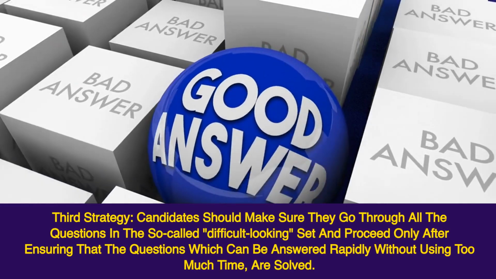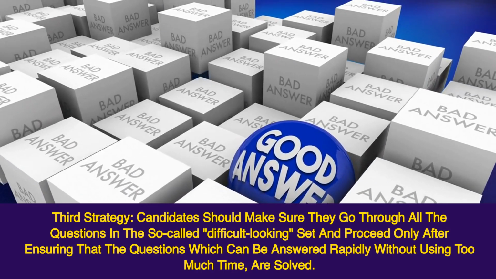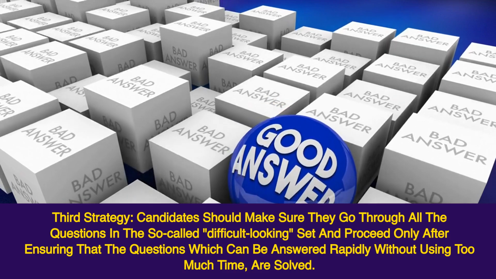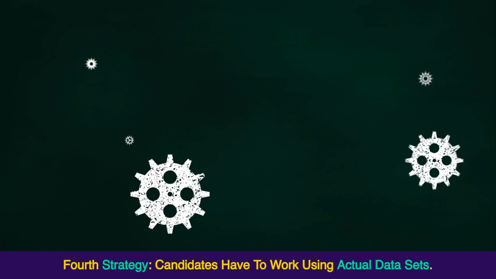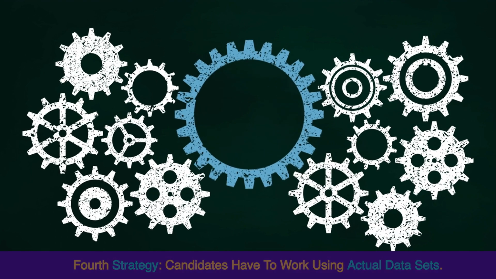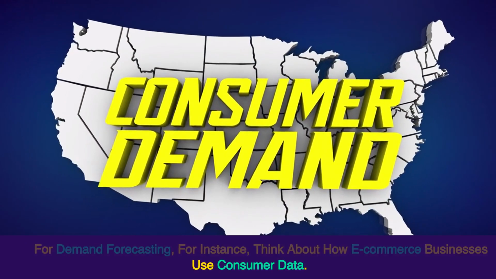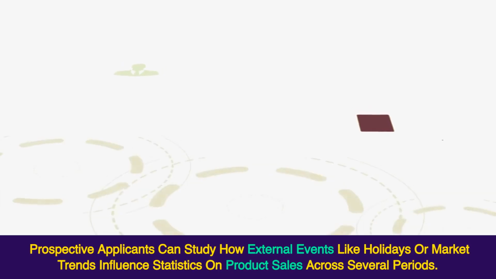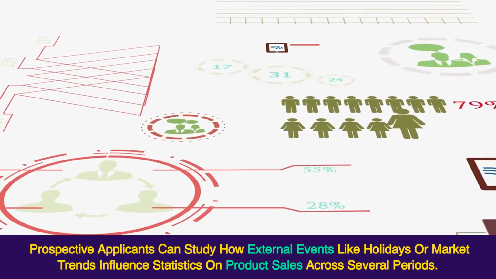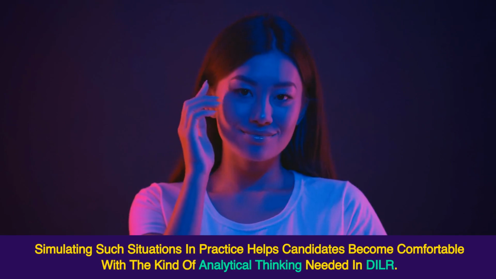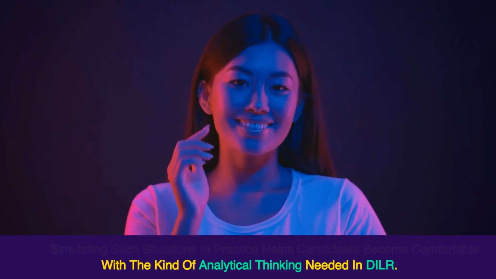Third strategy. Candidates should make sure they go through all the questions in the so-called difficult-looking set and proceed only after ensuring that the questions which can be answered rapidly without using too much time are solved. Fourth strategy. Candidates have to work using actual data sets. For demand forecasting, for instance, think about how e-commerce businesses use consumer data. Prospective applicants can study how external events like holidays or market trends influence statistics on product sales across several periods. Simulating such situations in practice helps candidates become comfortable with the kind of analytical thinking needed in DILR.